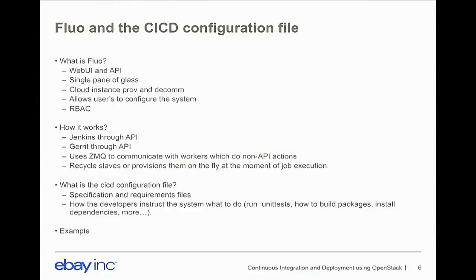A cloud instance provisioner and decommissioner. It allows users to configure the system on the fly and has role-based access configuration. How it works: Fluo is the management piece between Gerrit, Jenkins, and a bunch of things that you'll see in the middle. It uses RabbitMQ to talk to other components which don't have an API like an HTTP API.